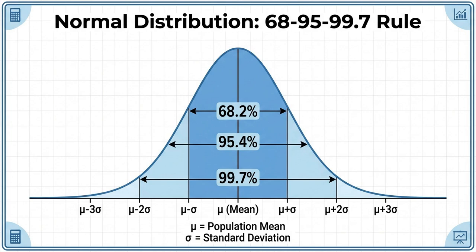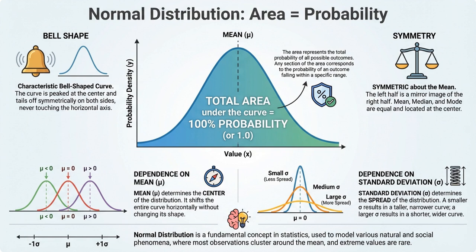About 68.2% of the data falls within one standard deviation of the mean, 95.4% within two, and a whopping 99.7% within three standard deviations. Let's nail down some key properties of the normal distribution.